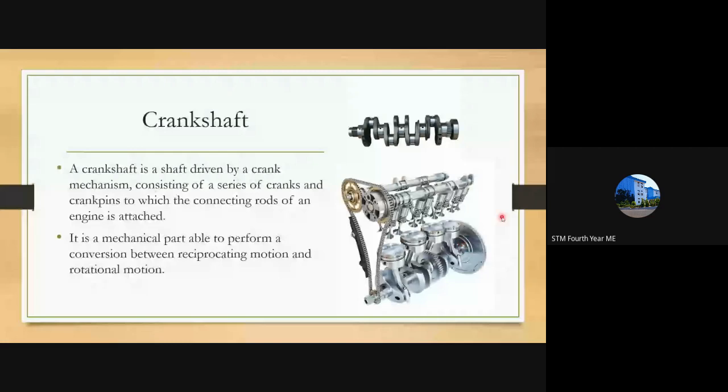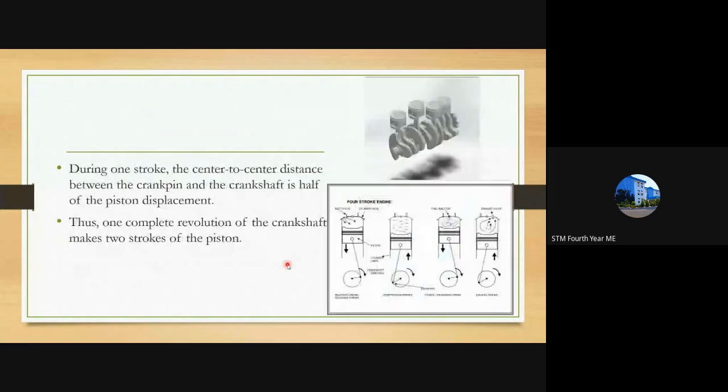The connecting rod big end is connected to the crankshaft. Here you can see there are four pistons, and there will be four connecting rods and four points for each big end to be connected. We'll be seeing what the parts of the crankshaft are. You can see the functioning of an engine here and how the crankshaft is moving.